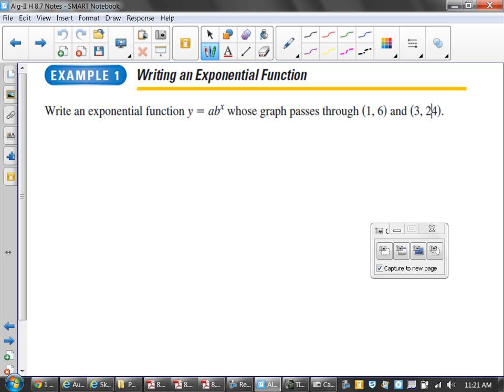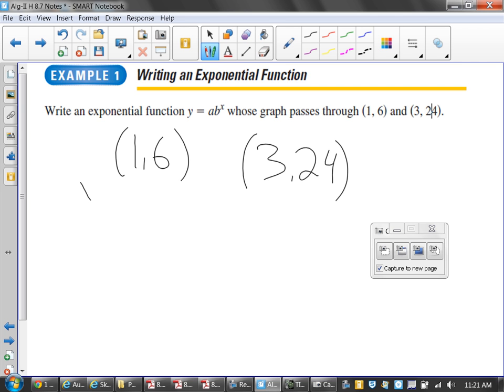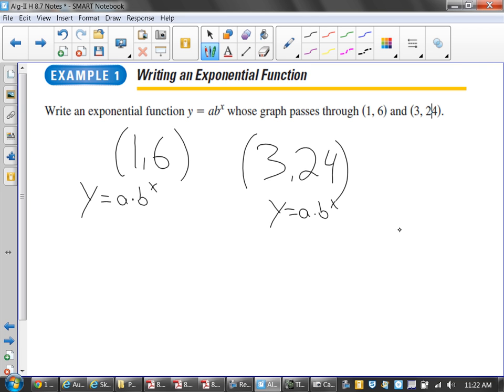So what we do here again is that we've got sets of ordered pairs. We're going to use the generic equation. Hopefully I write these out a little bit larger for you. Again, we're going to write out y equals a times b to the x. We're going to substitute in x's and y's and leave it in terms of a's and b's. This should look somewhat familiar to when we wrote out parabolas before as well. So we have 6 is a times b to the first power, or 24 is a times b to the third power.